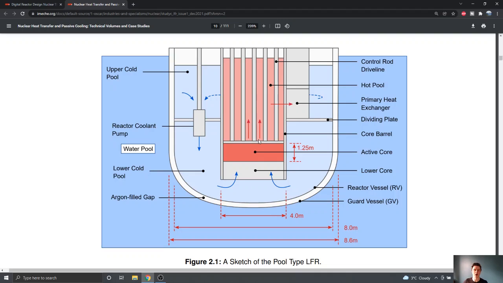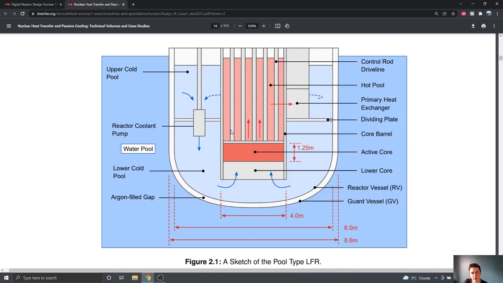And it's now a lot hotter. And these grey regions, which you can see there in the middle of the diagram, are the control rod drive lines. So these are where the control rods are inserted into the bottom of the core, and this is where the machinery will be for controlling those control rods.